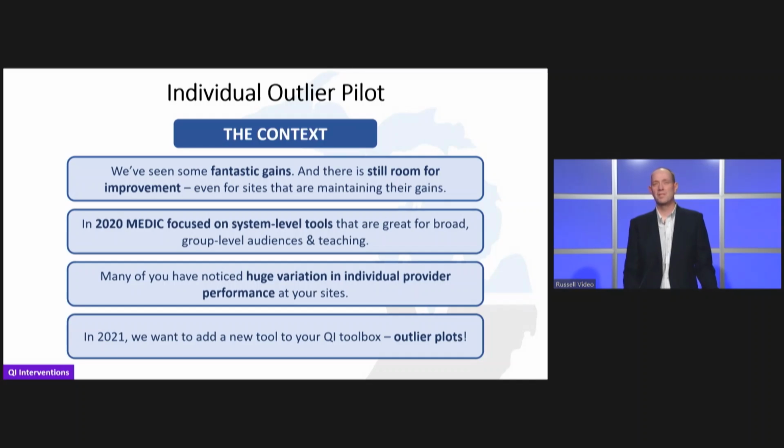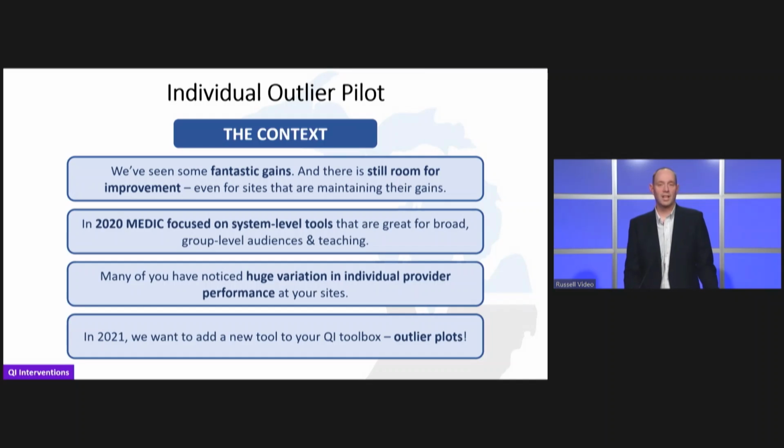One of the things that we've seen from looking at the data is that there is often really big variation provider to provider within a site. From head injury, you'd see someone at 20%, someone at 90%. So looking at those outliers and seeing where there's opportunity to both improve the person who's performing poorly and learn from the person who's performing well, we feel could be a really good next step in improving some of the performance for your system.